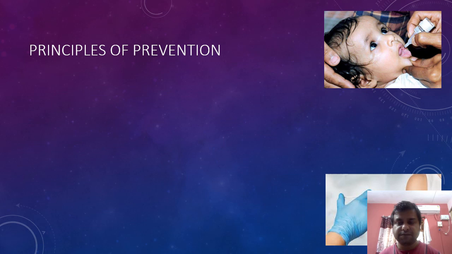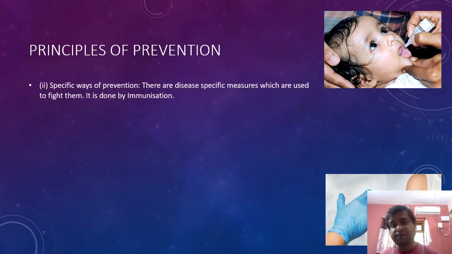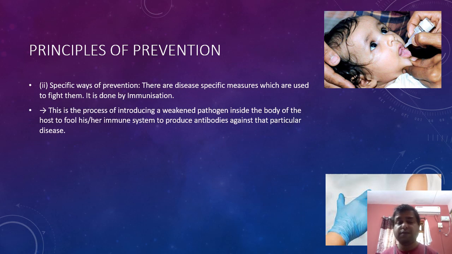Moving further. These are the general ways of preventing infection. Specific ways involve, like how we have now developed vaccines for this coronavirus, developing vaccines for that particular disease or disorder that is actually causing that particular sickness. Vaccination is a very important part.